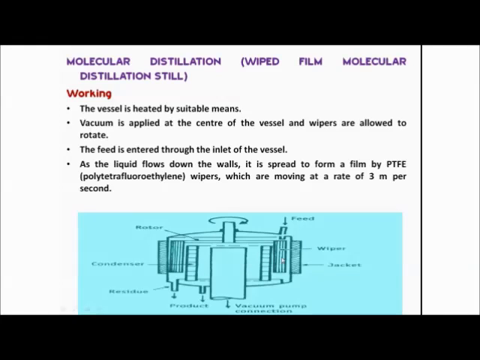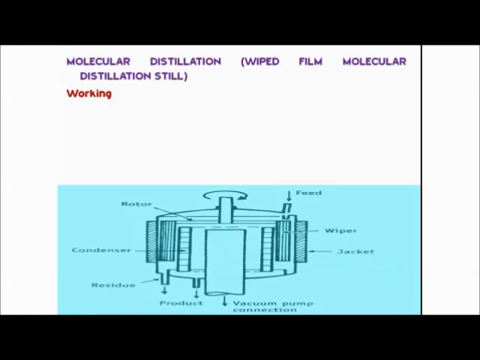They are moving at a very fast rate, almost 3 meters per second. And the velocity of the film which is produced is 1.5 meters per second. With that speed, the film will be produced. Now how does it work? Since the surface is already heated by this jacket, the liquid film immediately evaporates.